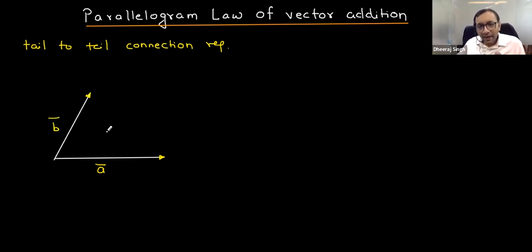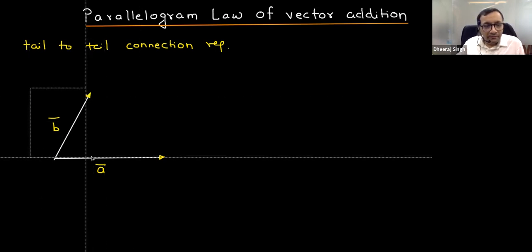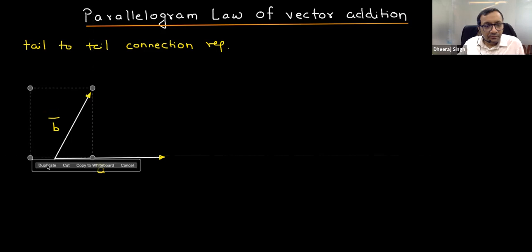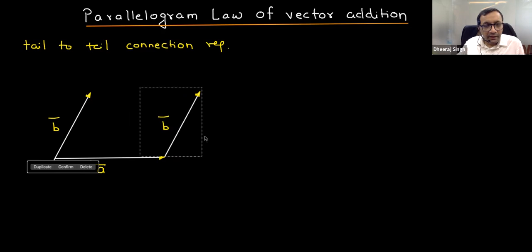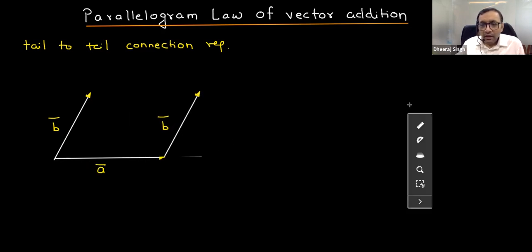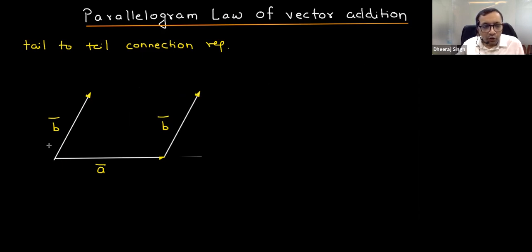I do not know parallelogram law of addition. I want to use triangle law of addition. So what you do, you take this vector B, move it parallel to itself and connect like this. When you move it parallel to itself, you know that this will be A plus B. Yes or no? Type in.